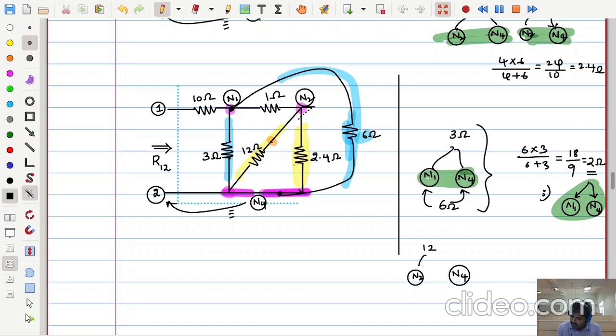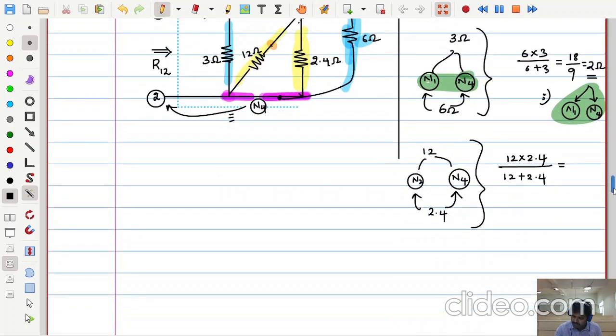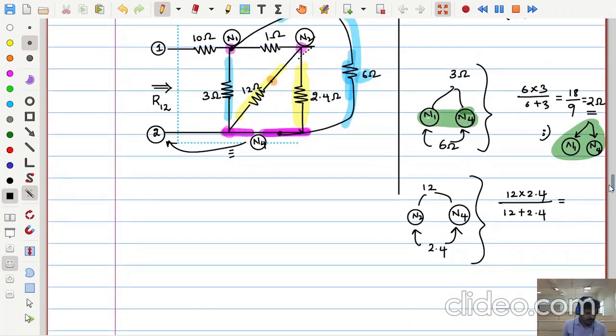No. But see, the other side is N2. What about 2.4? One side is N2, the other side is N4. So these two are in parallel. So 12 into 2.4 divided by 12 plus 2.4, how much is this value? 2 ohms, sir. 2 ohms.